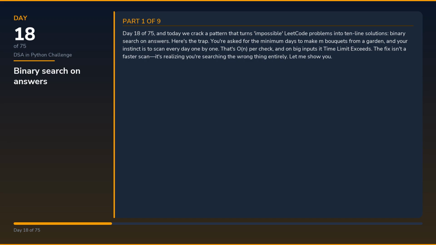Day 18 of 75, and today we crack a pattern that turns impossible LeetCode problems into 10-line solutions. Binary search on answers. Here's the trap. You're asked for the minimum days to make bouquets from a garden, and your instinct is to scan every day one by one. That's O(n) per check, and on big inputs it hits time limit exceeded. The fix isn't a faster scan. It's realizing you're searching the wrong thing entirely.